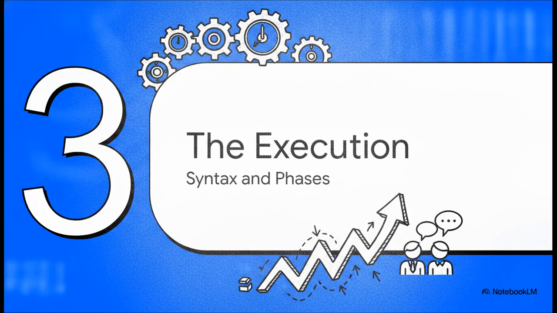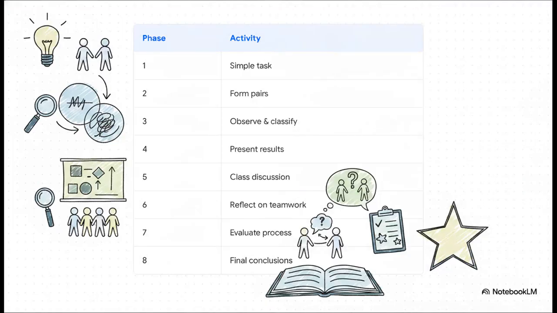Okay, part 3, the execution, exploring the syntax and phases of the lesson. Now, syntax is really just a fancy pedagogical word for your step-by-step game plan. This table acts as our chronological narrative, broken down into 8 clear phases. It starts super simple in phases 1 and 2. You give a manageable task and form pairs. But the magic really starts happening in phase 3, as these pairs observe and classify information together.